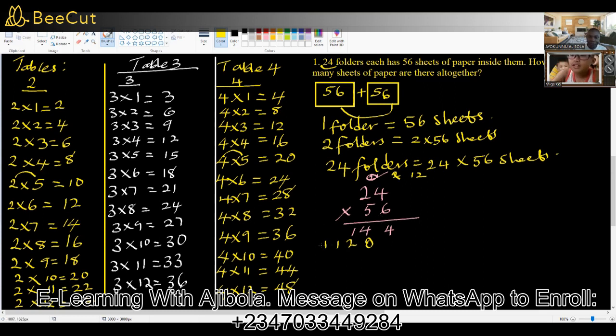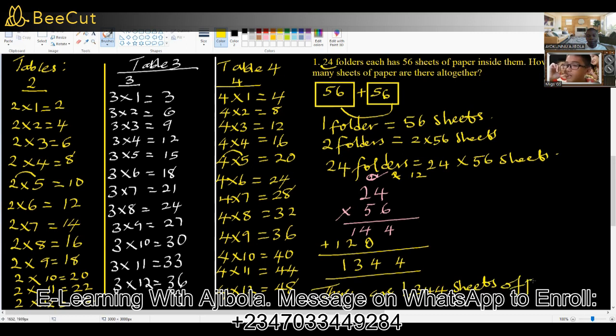Now I'm going to add these together. 4 plus nothing gives me 4, okay? And 4 plus 0 gives me 4. 1 plus 2 is what? 3. Then nothing plus 1 is 1. So we can say the number of sheets of paper altogether is 1,344. So we can say there are 1,344 sheets of paper. Okay? Fine. Sheets of paper all together.